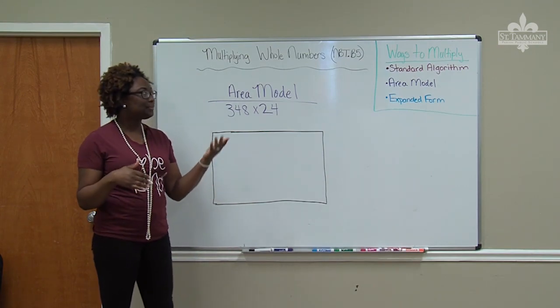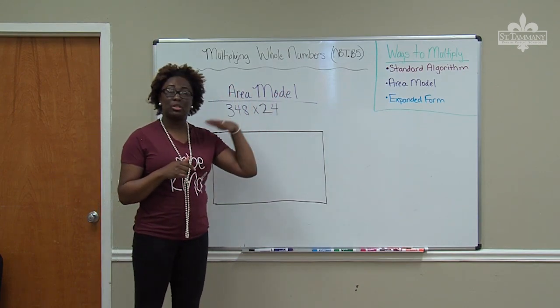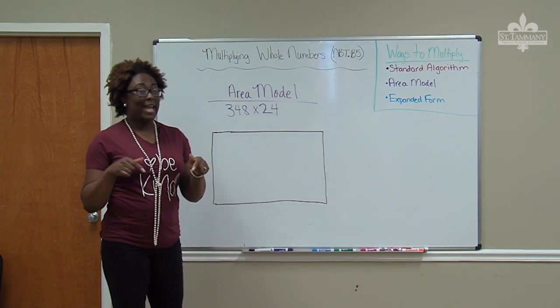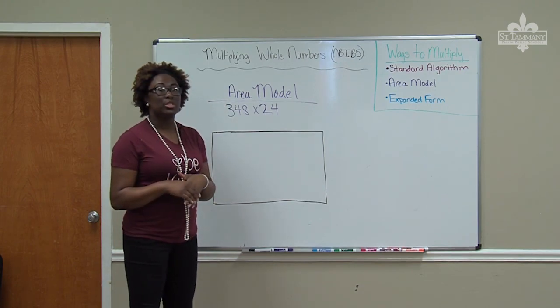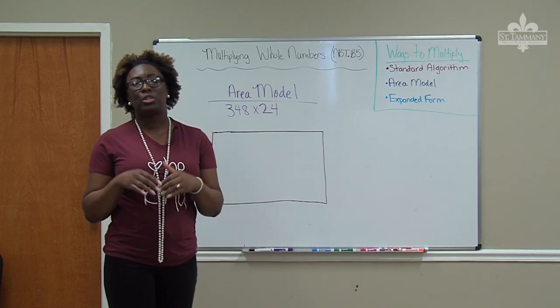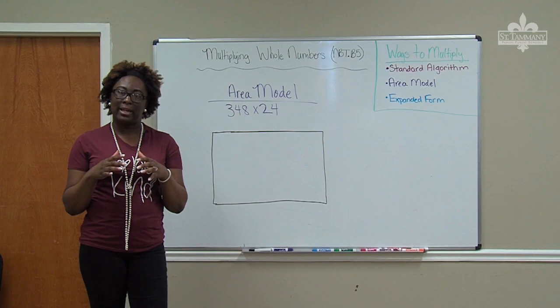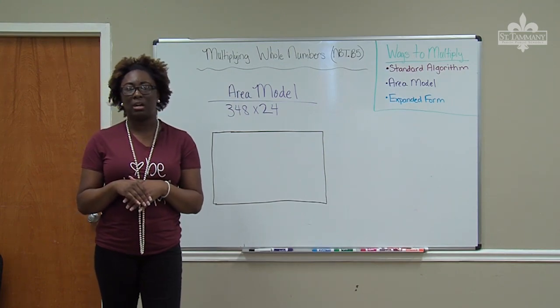Last time we were together, we looked at multiplying whole numbers using the standard algorithm. Today, we are going to look at multiplying whole numbers using the area model. And again, before we get started, please get comfortable. I want you to enjoy this. I want you to be in the most comfortable place that you can be in as we begin to work.